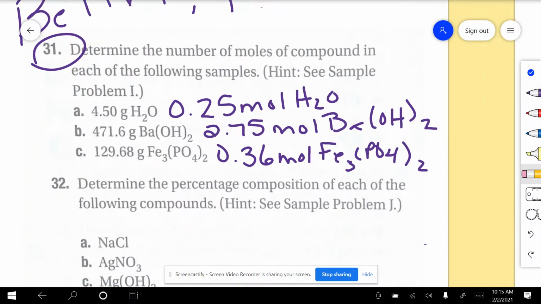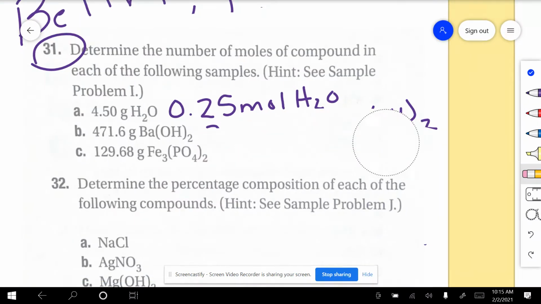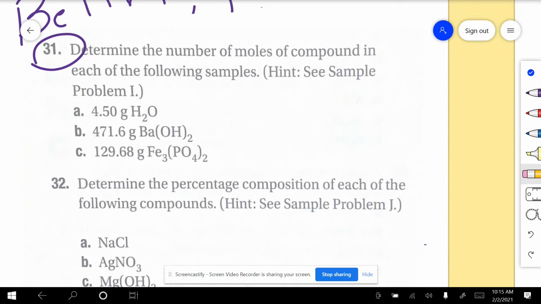Okay, so for the first one, actually, did everybody get A right? Most people get it. All right, let's start with A.